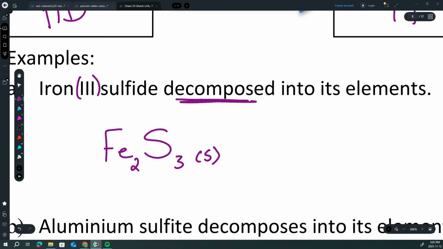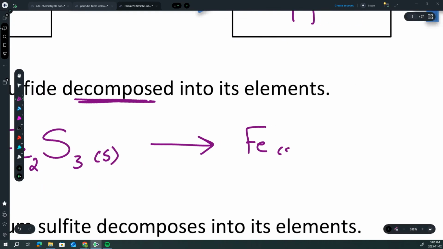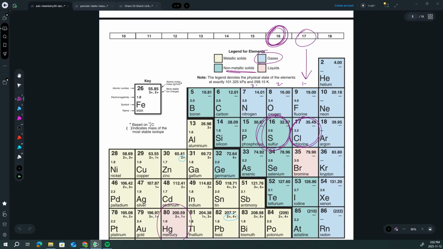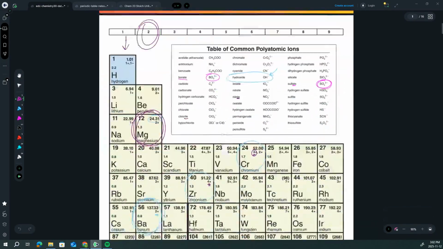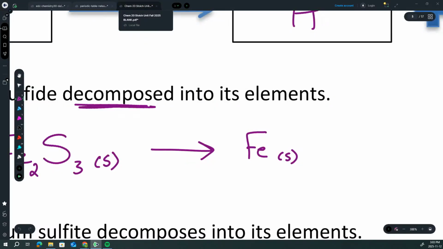That means it's a decomposition reaction, so after my compound, I'm going to write a reaction arrow. Now, into its elements. The elements that make up this compound are iron and sulfur. Iron by itself is a solid. You can check that in your periodic table. If you look up iron, it's right here. It's colored yellow, which means it's a metallic solid at room temperature.